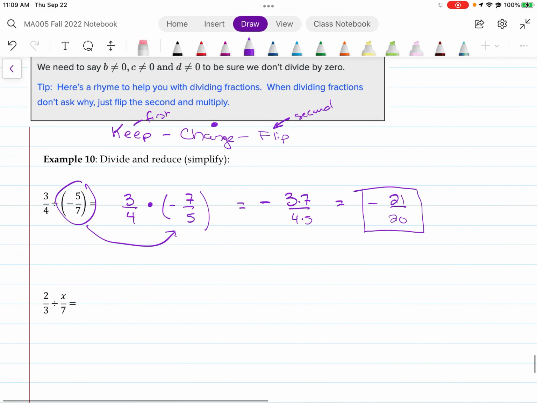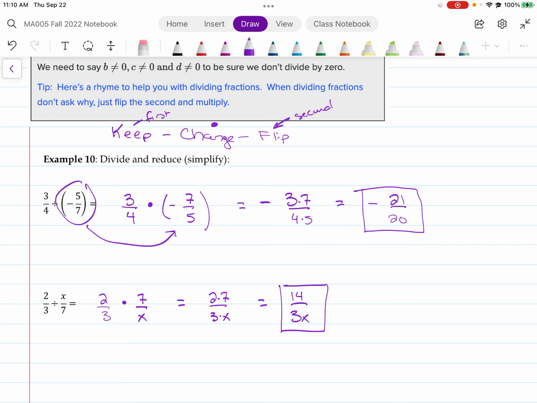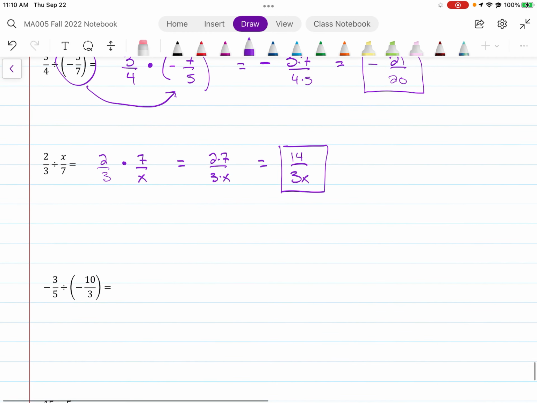All right, the next one, 2/3 times, so keep the first one, change to multiplication, flip the second one. All right, so how does this work? 2 times 7 over 3 times x. Well, we would just write that 14 over 3x, and that's the final answer. Nothing cancels out. All right, next one. Why don't you give these two a try?